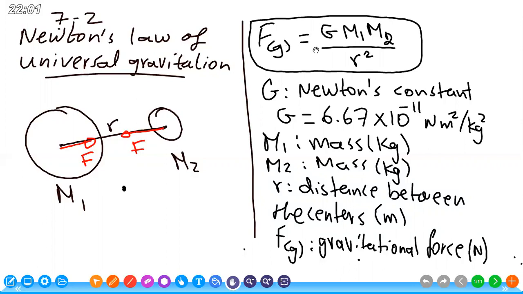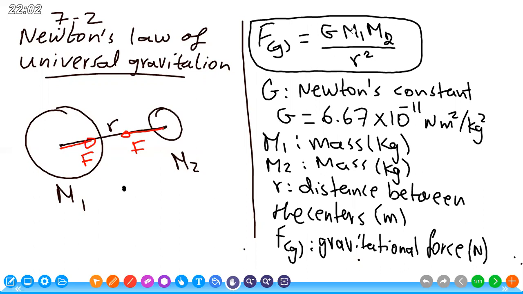So F_g depends on a constant number, capital G, which is called Newton's constant. It is about 6.67 times 10 to the power negative 11 newton meter squared over kilogram squared. This number is constant and does not change. The gravitational force is directly proportional to the product of the masses, and inversely proportional to the square of the distance between the centers of these two masses.